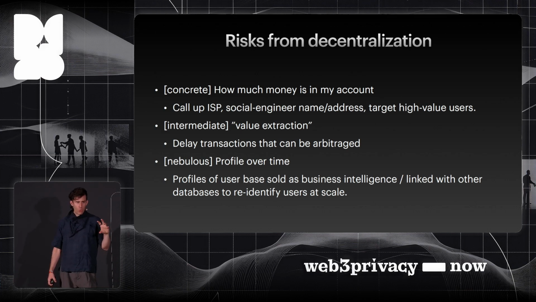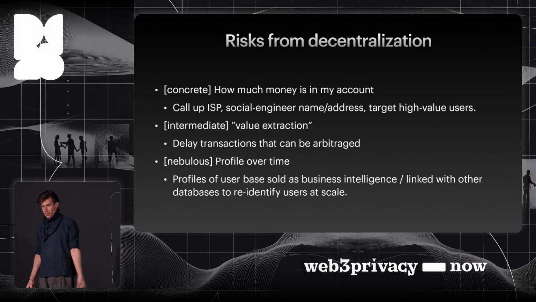But you've got a set of more nebulous risks, where it gets much harder to model. Maybe there are malicious users in this mesh that are delaying or preventing some transactions in order to arbitrage them. Or people are just collecting passive databases of linking IPs at some time back to the wallets or the activity they see. And then later, when some other database leaks or becomes public, you can cross-reference and re-identify users at scale. So you've got this set of growing risk that's really hard to quantify.